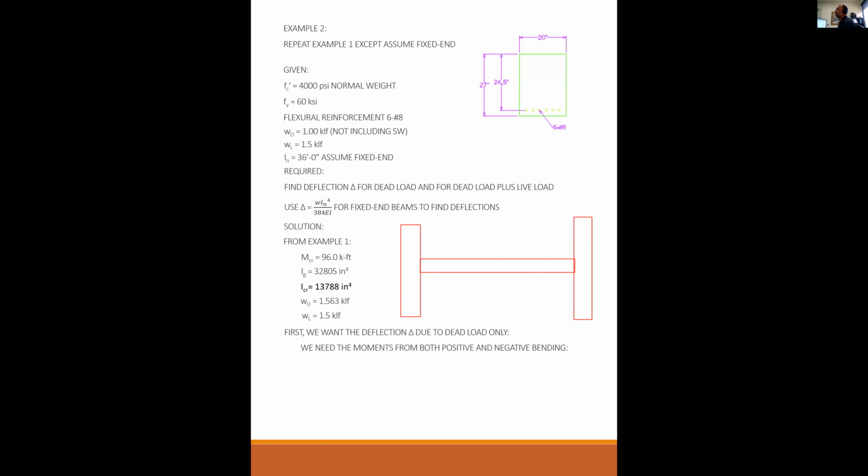And the important difference here is that the moment diagram will now look something like this. So you're going to have a negative moment at the ends, which puts the top of the beam in tension, and you're going to have a positive moment in the midspan, which puts the bottom of the beam in tension. Okay, so I want to make sure everybody's on the same page when I talk about fixed end support. Any questions about this?